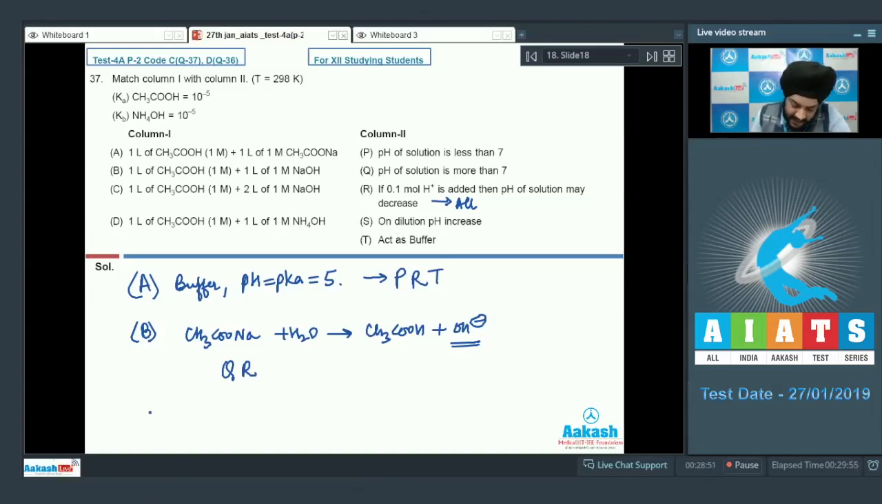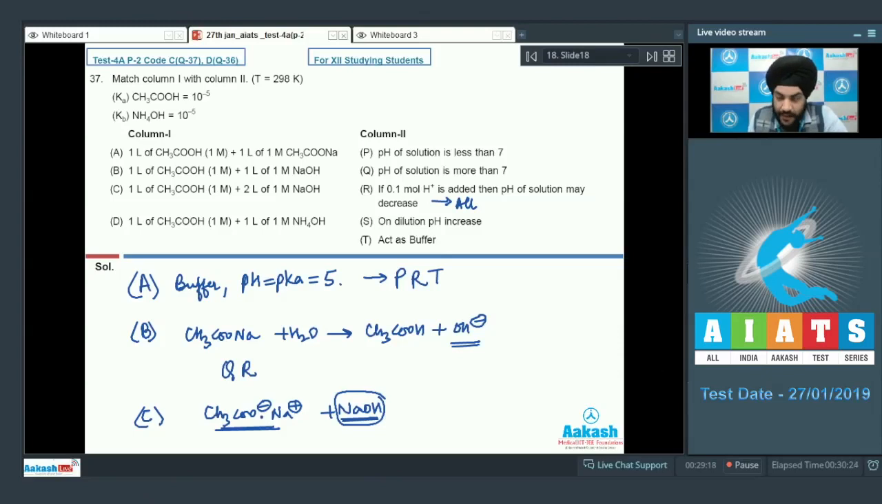If you look at the C option now, in C option we have 1 liter of 1 molar CH3COOH and 2 liter of 1 molar NaOH. So this is going to generate a system where there is CH3COONa present and also there is NaOH present. So both will be present in equal amounts. Now if we talk about these two species, both of them are bases, but the NaOH is a very strong base as compared to CH3COO-. So the activity of CH3COO- shall be suppressed in the presence of NaOH. So the solution shall be basic. So the pH will be more than 7. So Q shall be a match.